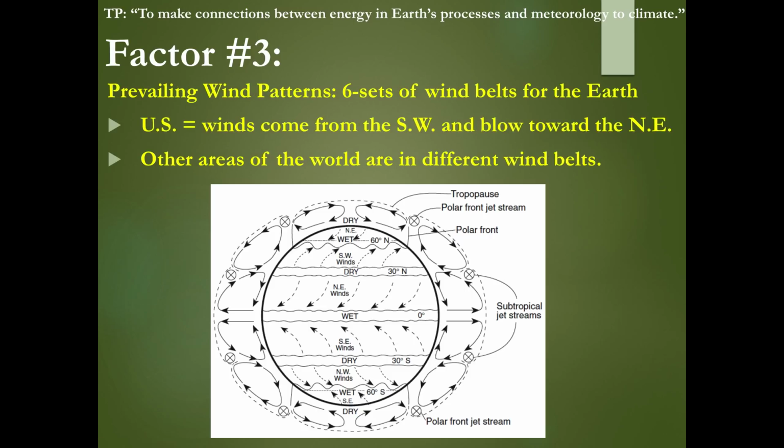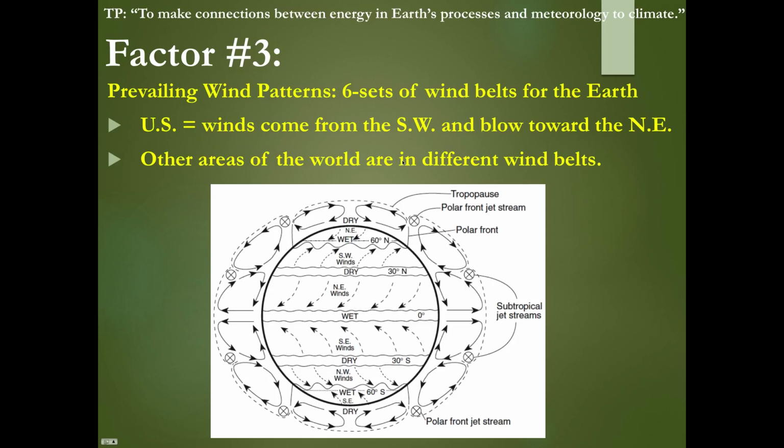Factor 3, prevailing wind patterns. There are 6 sets of wind belts for the Earth. 3 of them are in the southern hemisphere: the southeasterly winds, the northwesterly winds, and the southeasterly winds. In the northern hemisphere, there are 3: the northeasterly winds, the southwesterly winds, and the northeasterly winds.